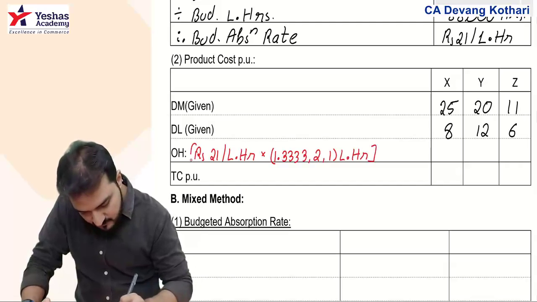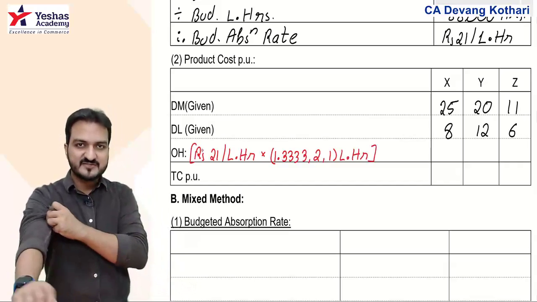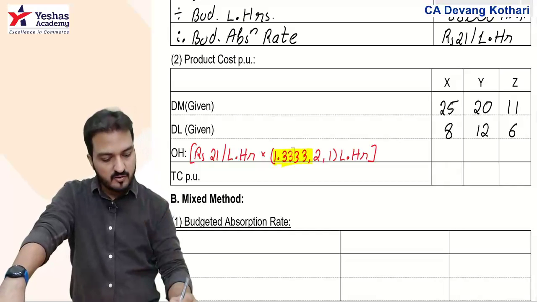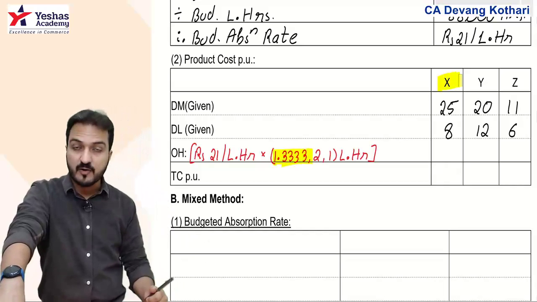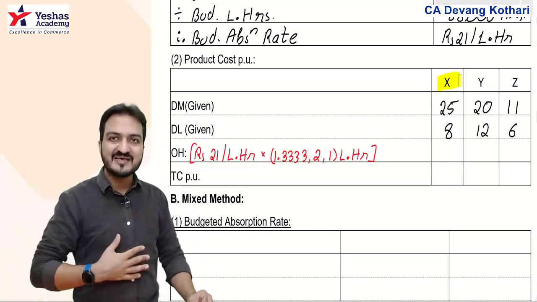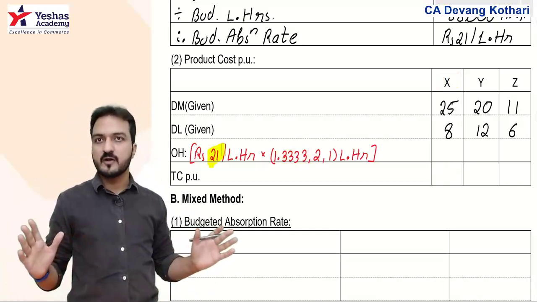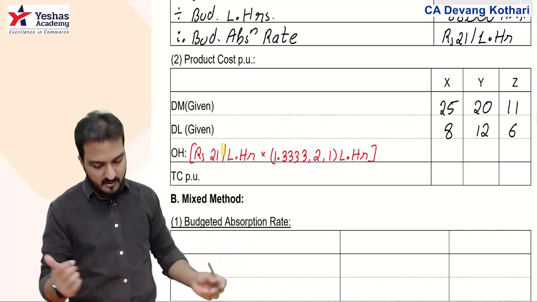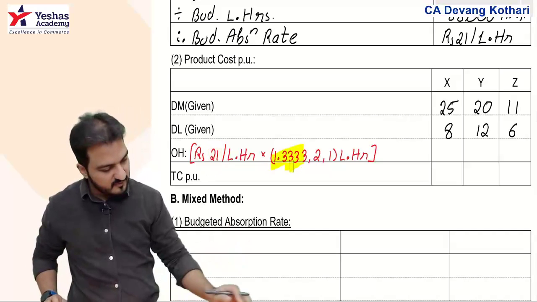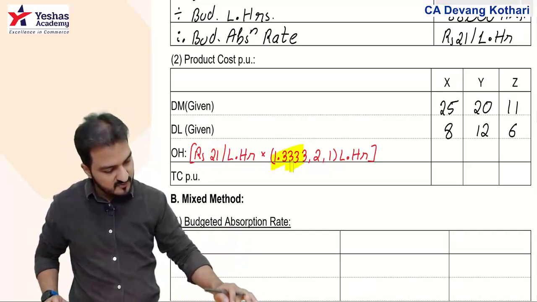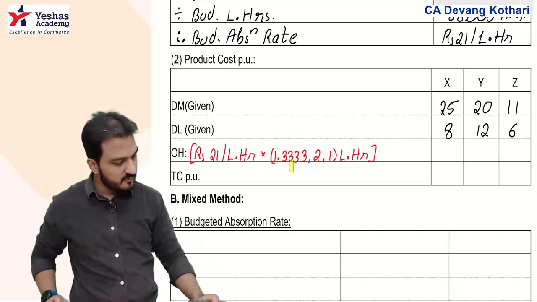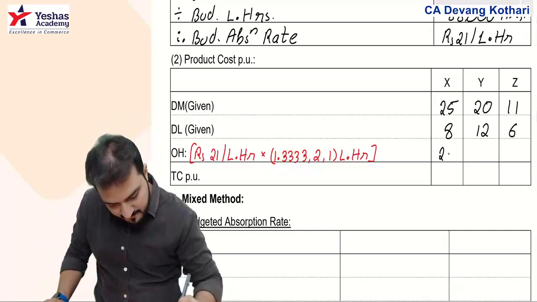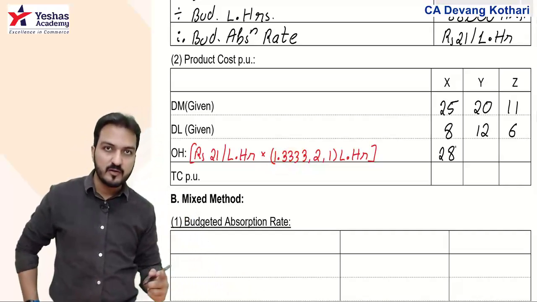This shows that 1 unit of X requires 1.33 hours of production time, and each hour of production is costing me 21 rupees overheads. So my total overheads for 1 unit of X will be 21 per labor hour into 1.3333. 1.3333 into 21 makes it 27.999 something, that is 28, is my labor cost for 1 unit of X.